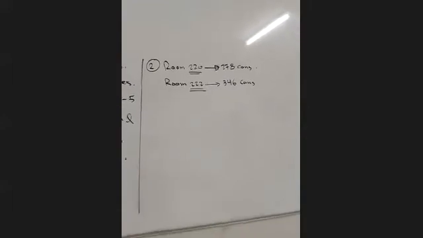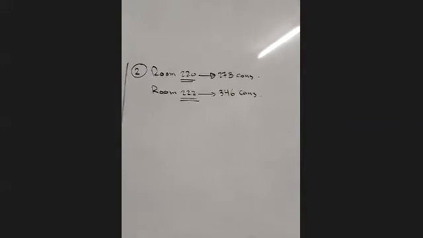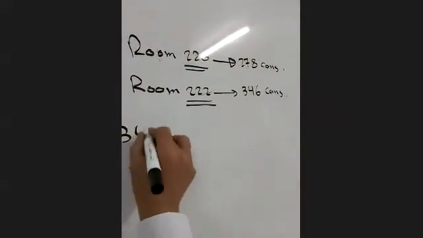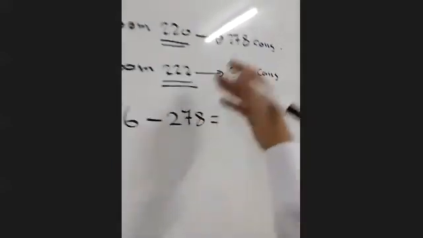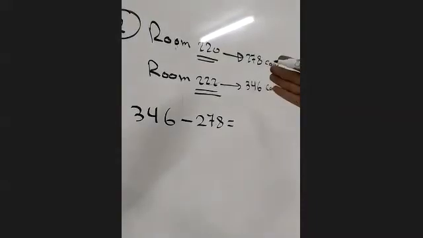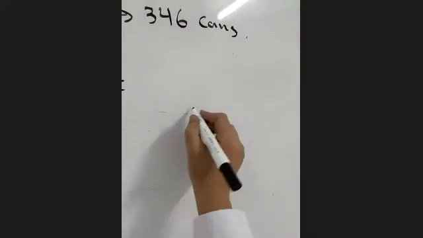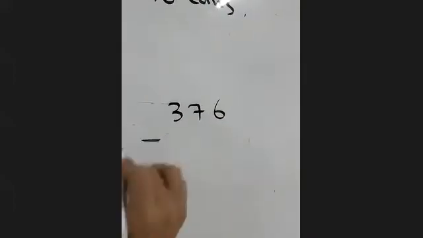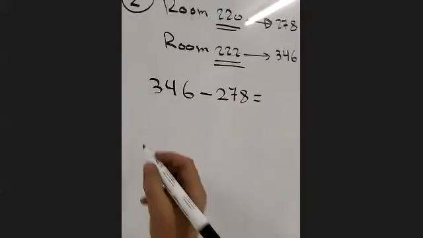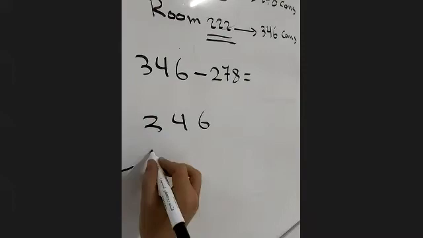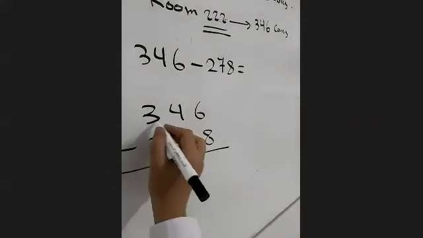How will we know how many more room 222 has than room 220? We will do 346 minus 278 to know how many more. Now let's align these two numbers over each other. 346 minus 278. Let's subtract, guys.